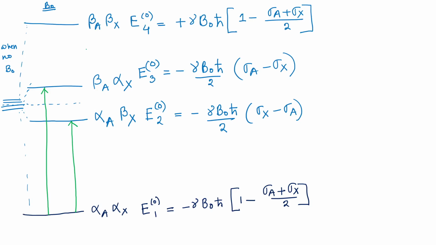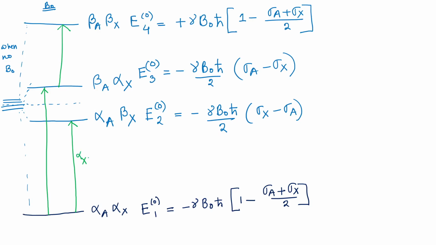What about beta A alpha x to beta A beta x? Is this possible? Yes, it is possible. What about alpha A beta x to beta A alpha x? Is this possible? No, because again there are two spin flips. Here, what is the flipping? Here we are flipping the X only, right?